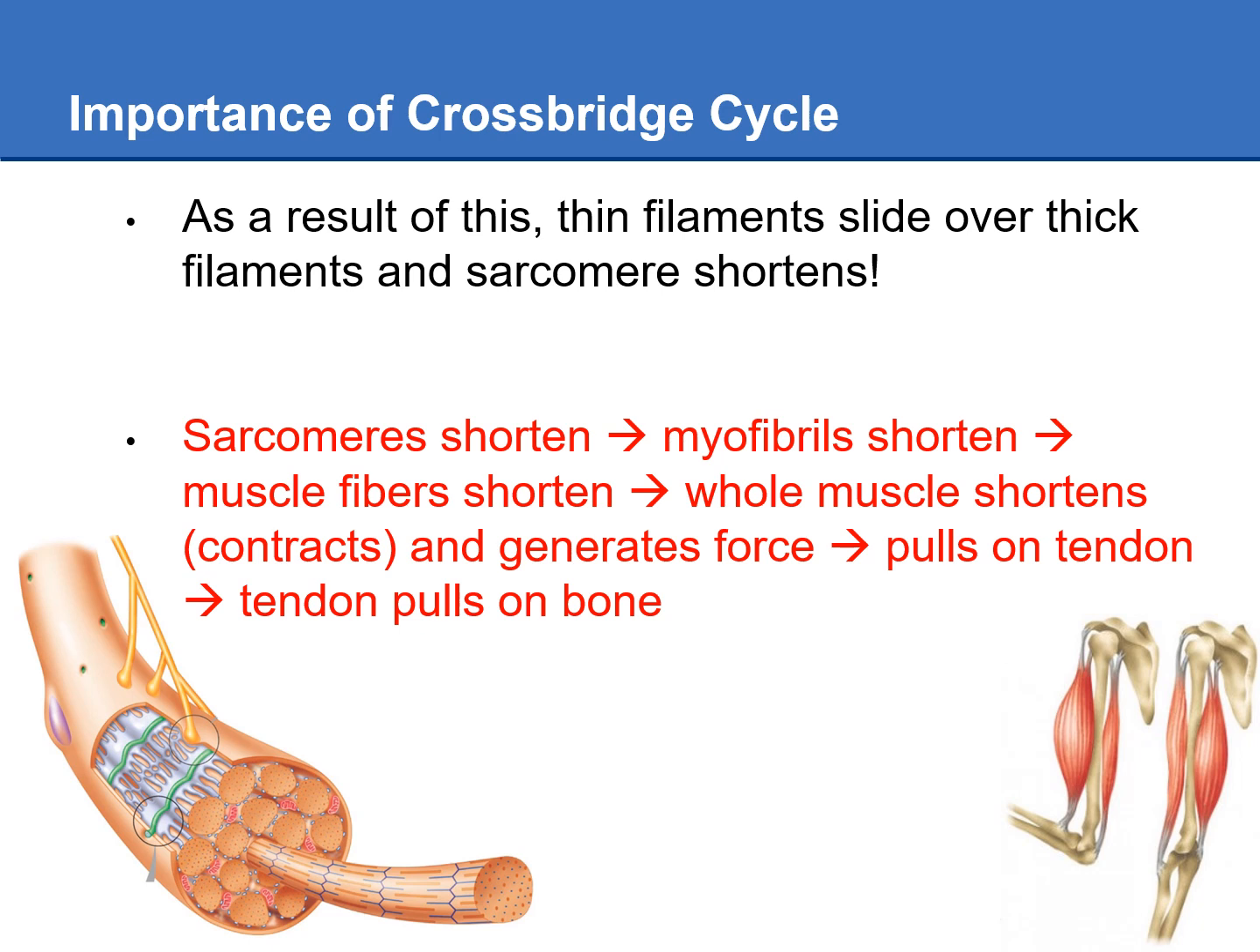So that's why the cross-bridge cycle is really important, to be able to slide the thin filaments over the thick filaments, shorten the sarcomeres, and that'll cause the muscle to contract, and then you can generate force, pull on the tendon, and move your bone.